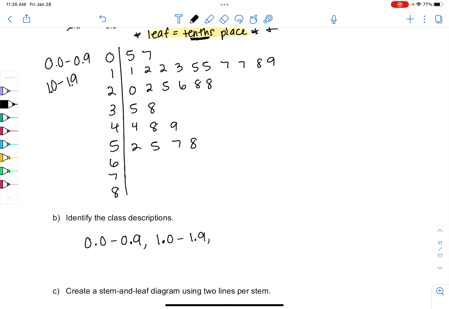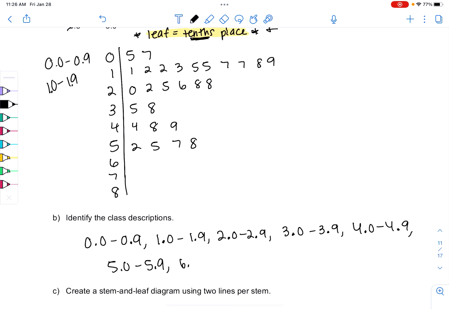The third row, what numbers does this describe? Right, it's not 20 through 29, it's 2.0 through 2.9. And we'll keep going. 3.0 to 3.9. Maybe you can do this without me now. 4 to 4.9. And we'll even describe the missing ones, 5 to 5.9. So even though 6 and 7 are empty, they're still there, they're just empty. So 6 to 6.9, 7 to 7.9.